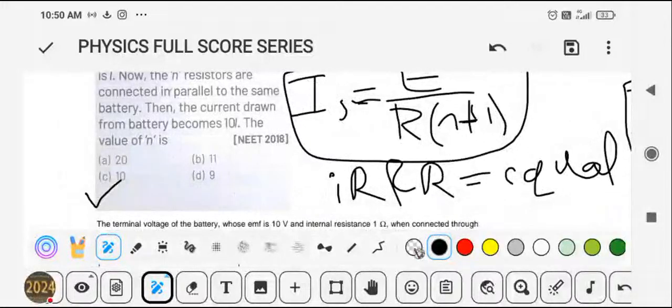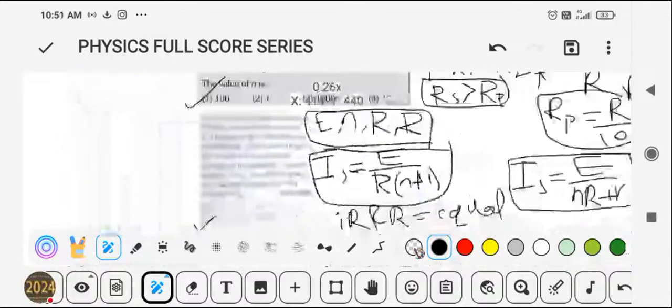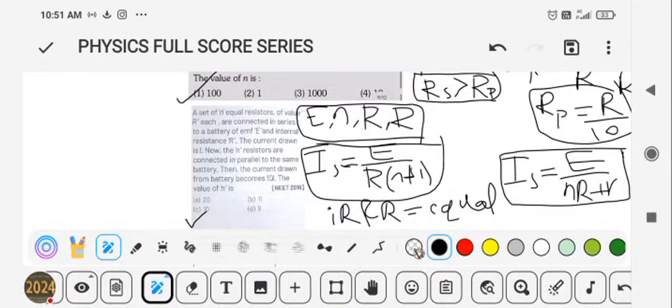I told you in series it will be E by R plus R into N plus 1 if both are equal. If they are not equal, then I is equal to E by NR plus small r, where small r is the internal resistance and capital R is the resistance.